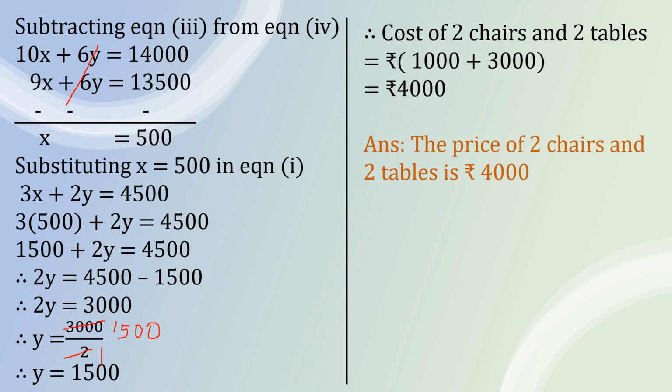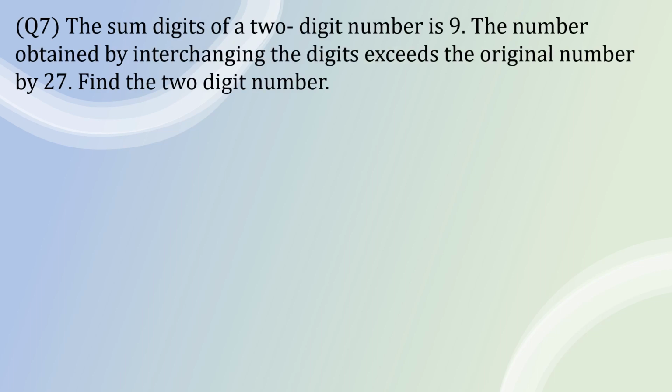Okay students, moving to the next question. Question number 7. The sum of digits of a 2-digit number is 9. The number obtained by interchanging the digits exceeds the original number by 27. Find the 2-digit number. Now, in this, the first condition is that the sum of the digits of the 2-digit number is 9.